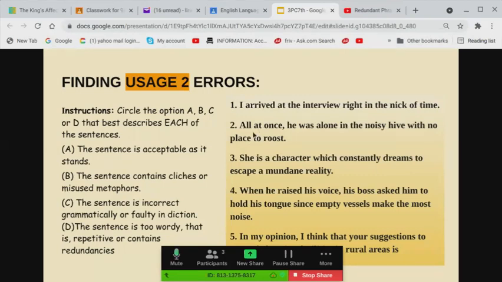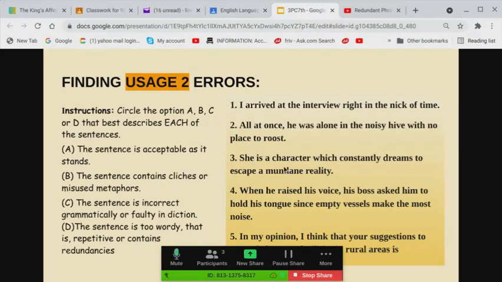So this one now, number 2: All at once, he was alone in the noisy hive with no place to roost. What do you think about that one? Same cliche. Because we know the roost is this expression here and noisy hive, like a bee's hive. So it's a misused metaphor taking place right here. So this is mostly a misused metaphor and a bit of a cliche, but it's still B.